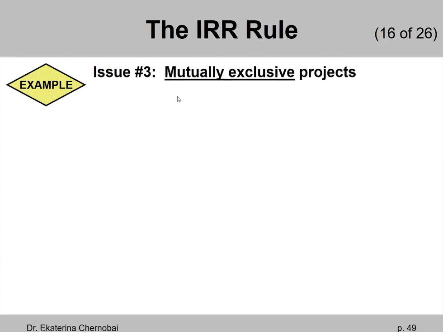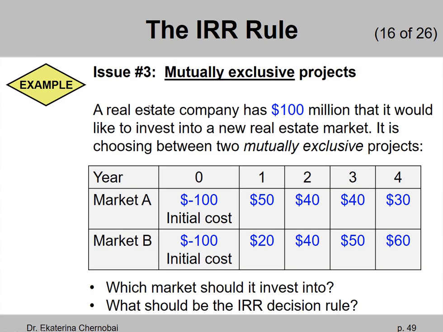And now let's look at the last issue, issue number 3, mutually exclusive projects. So here we are comparing two projects. We have $100 million, and that's all we can invest. We cannot invest into both projects, A and B, right? That's what mutually exclusive means. We have to pick one. So what do we know about each project?